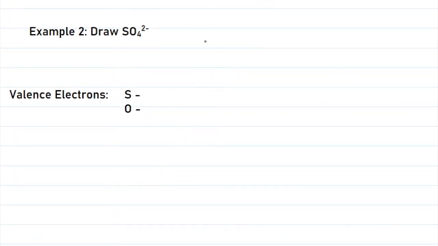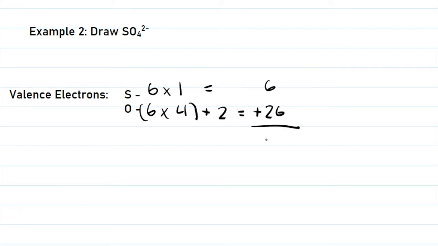So for sulfur, it's going to be just 6 times 1, which is just 6. And for oxygen, it's going to be 6 times 4. But you're also going to add the 2 because it's an ion right here. So if there's a minus 2, you need to add 2. So in this case, this will become 26. When you add these, this becomes 32 valence electrons in total.